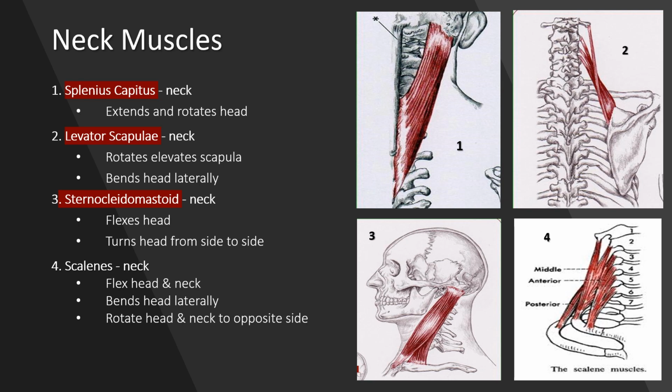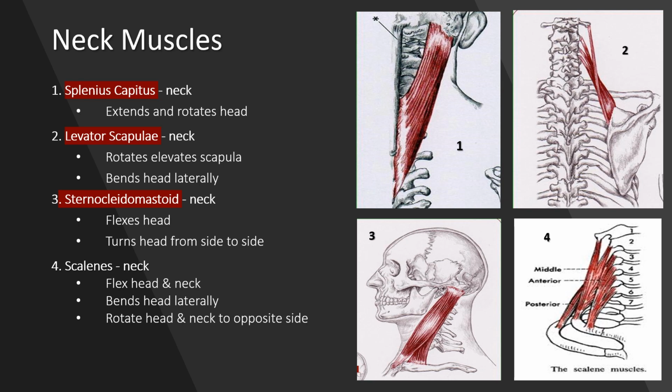Now the splenius capitis is number 1, so that's top left, and the splenius capitis, capitis is Latin for head. So you'll come across lots of diseases like pediculosis capitis is head lice. Capitis always refers to the head. And the splenius capitis muscle, if you feel the back of the side of your neck, that's the one you can feel. And it extends and rotates the head.